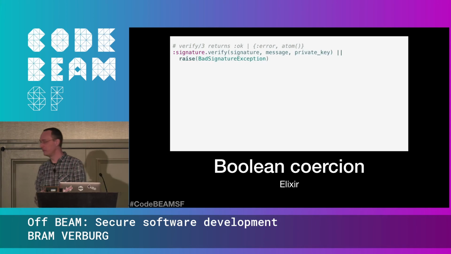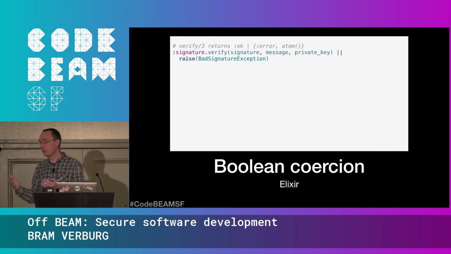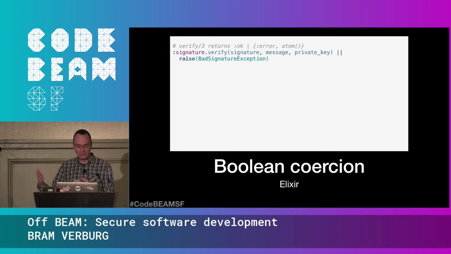Now let's look at how things can go wrong with this. Here's an example. We are calling some Erlang library that returns OK or error with a reason. And I'm calling the signature verification function, and then I'm using the two vertical bars, or, to raise an exception. Now, of course, this is always going to succeed, right? None of the possible return values of this verify function is falsy. It's never nil. It's never false. So I never get an exception. Basically, any signature is considered valid.